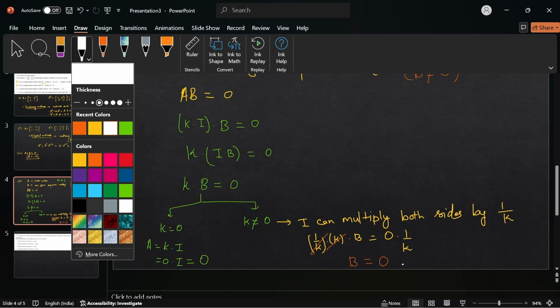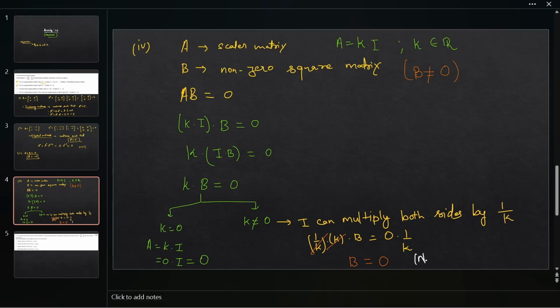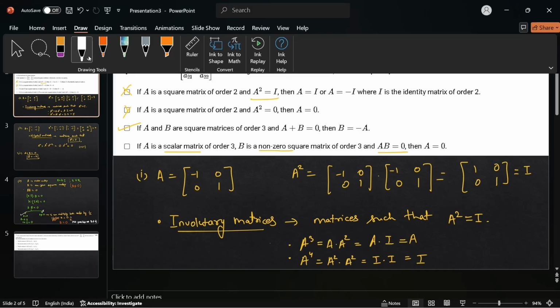This case is not possible as b is not equal to 0. It was given to us. So what we can deduce is this case is not possible. So the only possible case is this, where the value of a is equal to 0. Hence the option 4 is correct as well.